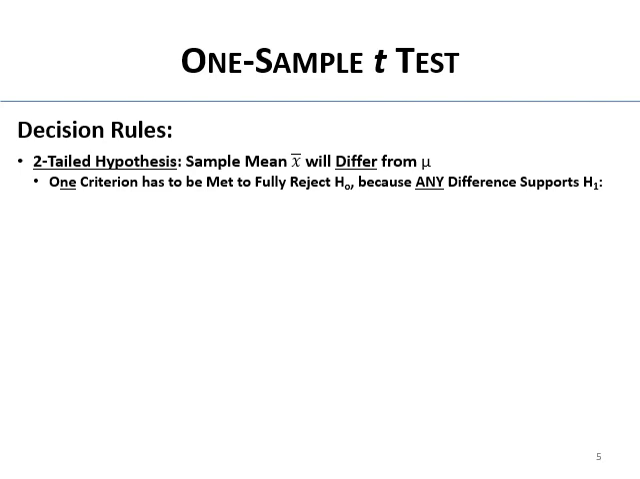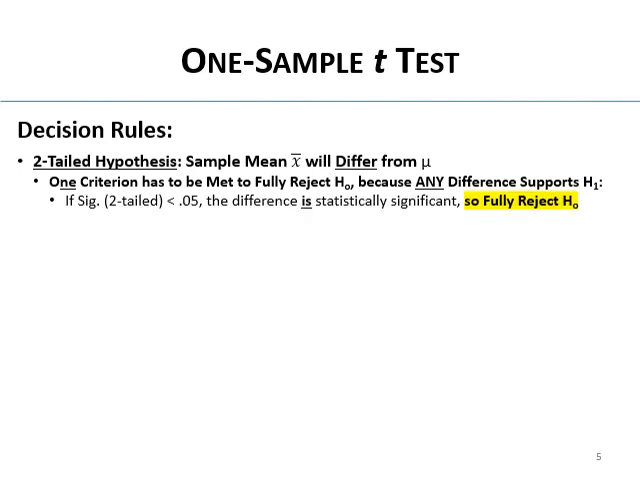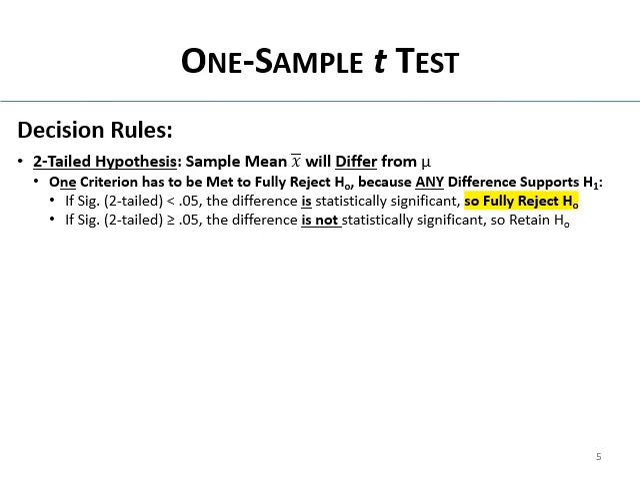So there are decision rules, just like for correlation, for how you reject a null hypothesis. Two-tailed hypotheses, again, you're just saying the sample means can be different from the population parameter or estimate or mean. So there's exactly one criterion that has to be met to fully reject the null, because any difference supports the alternative. That is two-tailed sig. If it's less than 0.05, the difference is statistically significant. You can fully reject the null. If your two-tailed sig is greater than or equal to 0.05, it's not statistically significant. You'll retain the null. That's it.